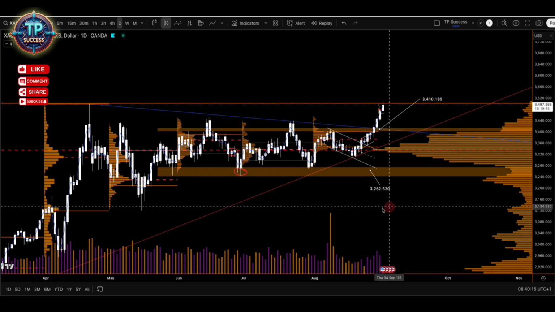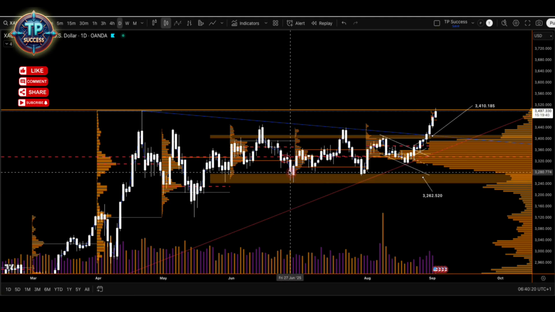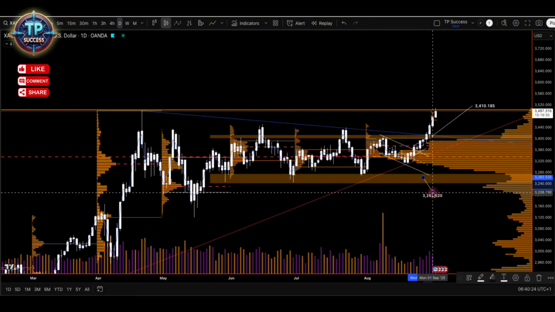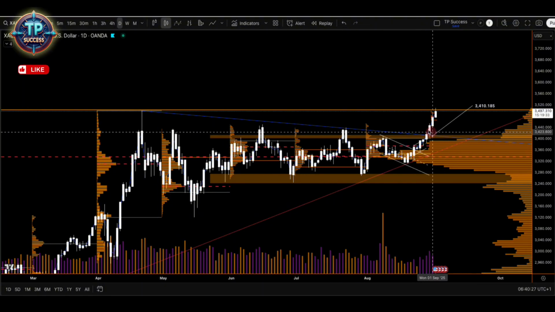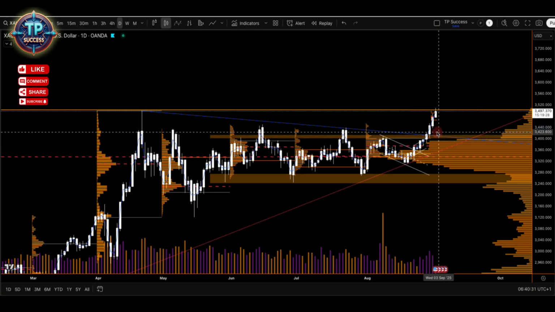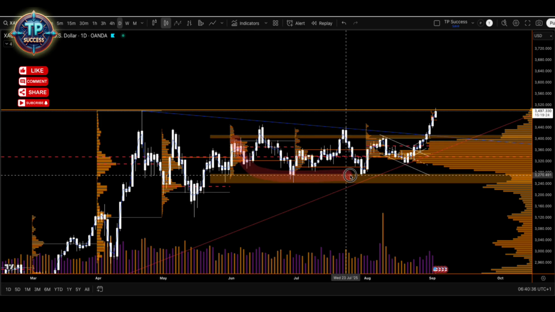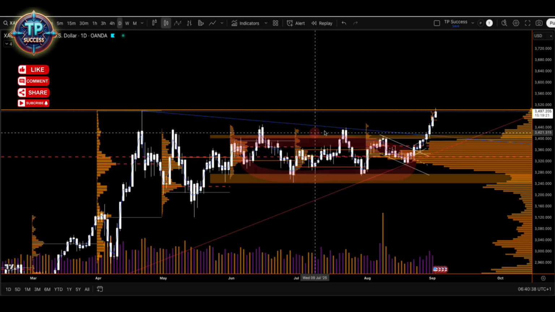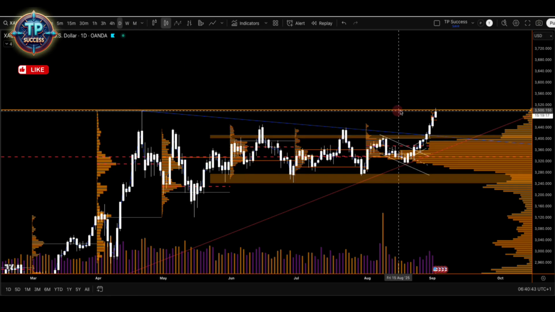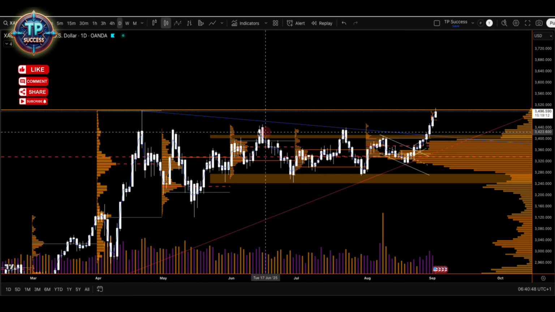So with that, I'm just going to clean up some of the stuff that we no longer need, just to try to keep this chart as clean as possible, right? So this level in the low volume node area that was taken out, we had a close above that, so that's gone, right? And this range that we had drawn out, we can see that price has kind of repositioned itself. So this is still a range. It's important that we know that this is still a range.